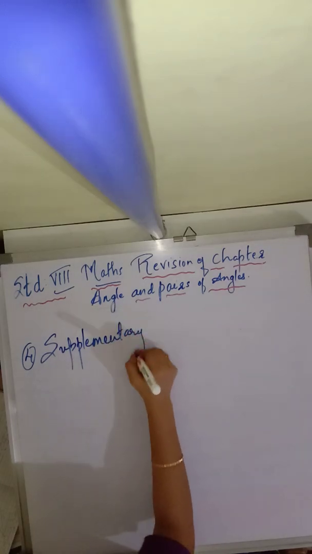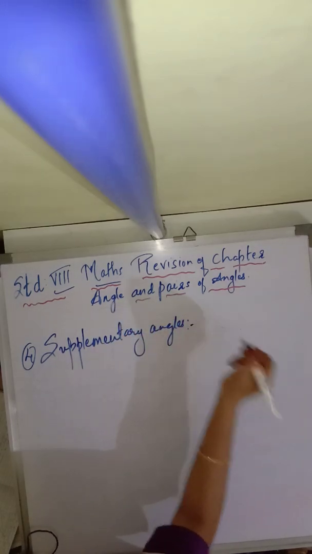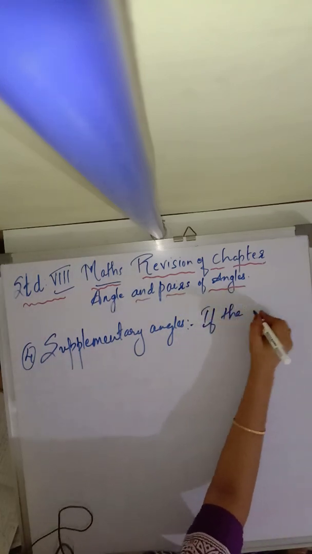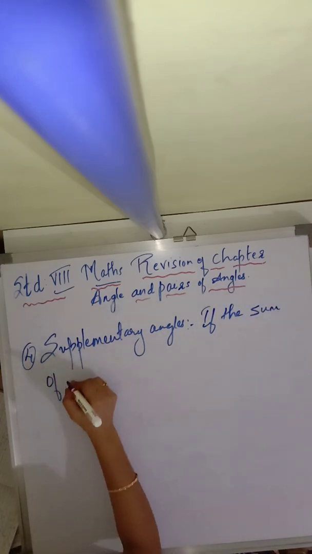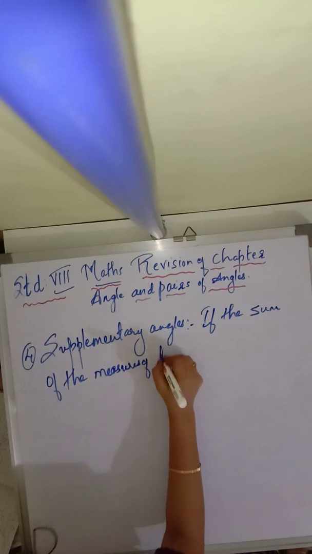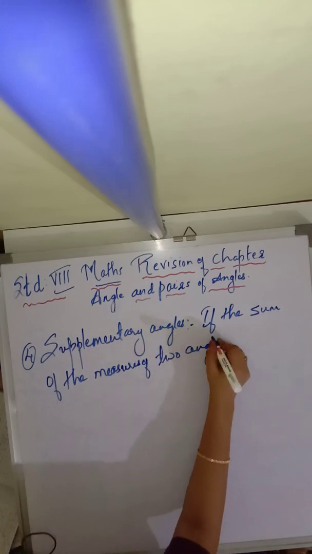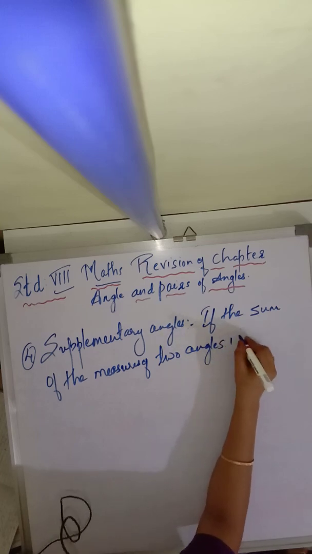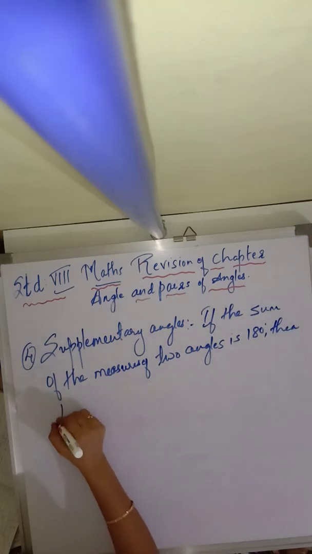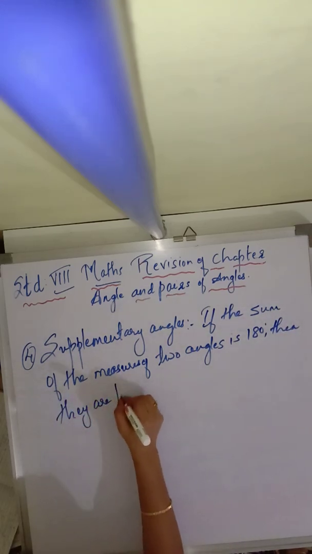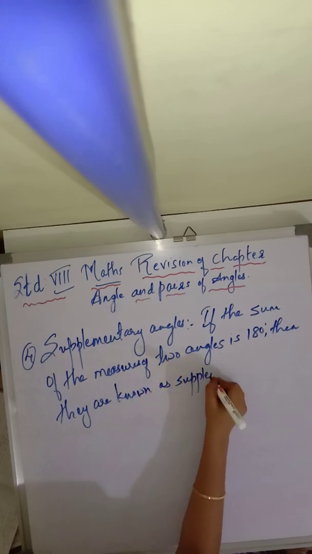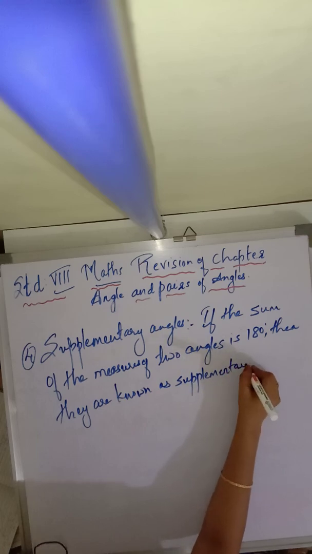Supplementary angles. If the sum of the measures of two angles is 180 degrees, children, then they are known as supplementary angles.